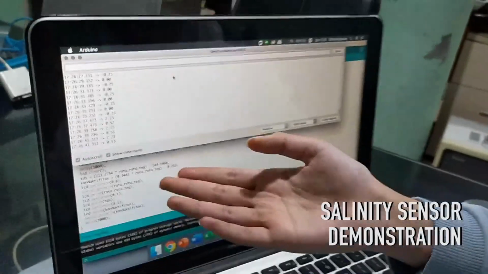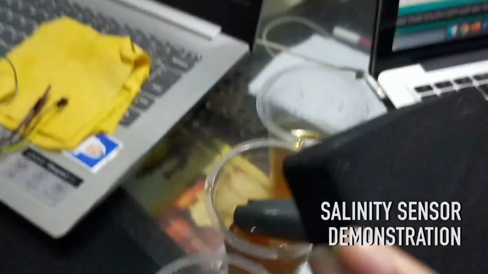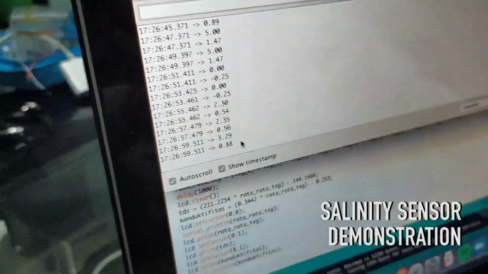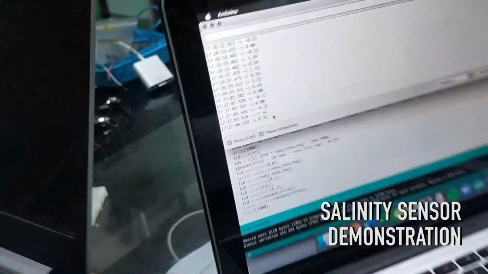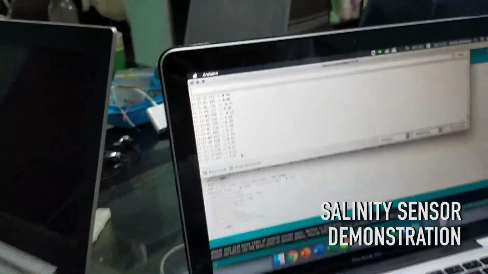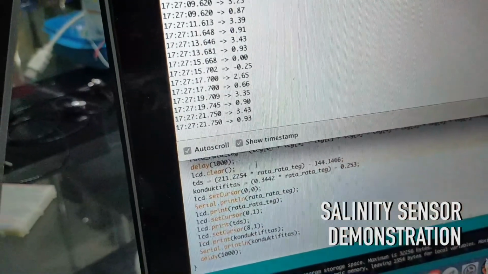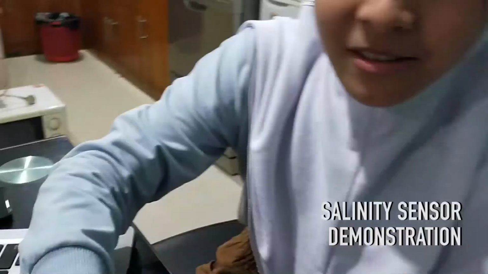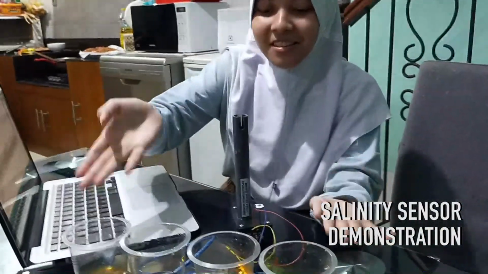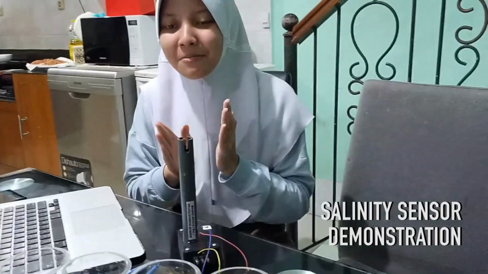You can see right here it's increasing the number. The 2 gram, it's even increasing, and this is the 3 gram. You can see in the monitor. This is the 4 grams. Like here, you can see it's moving. So that is the experiment. This is the salt in a 25 milliliter of water.